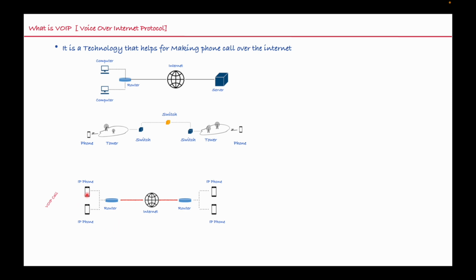That means we are making a call from one user to another user, and everything is communicated through the internet. Now the question is, why use the VoIP call? What are the advantages of using VoIP? So there are lots of advantages of using the VoIP call over the analog phone or the mobile phones.